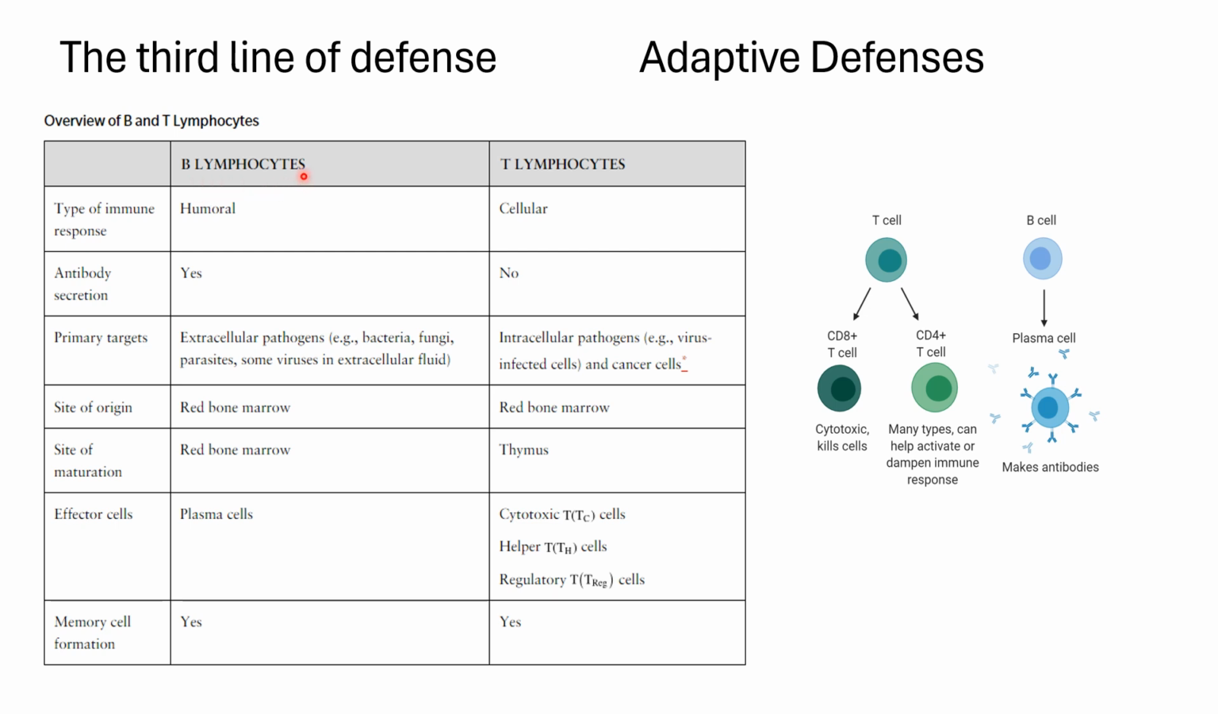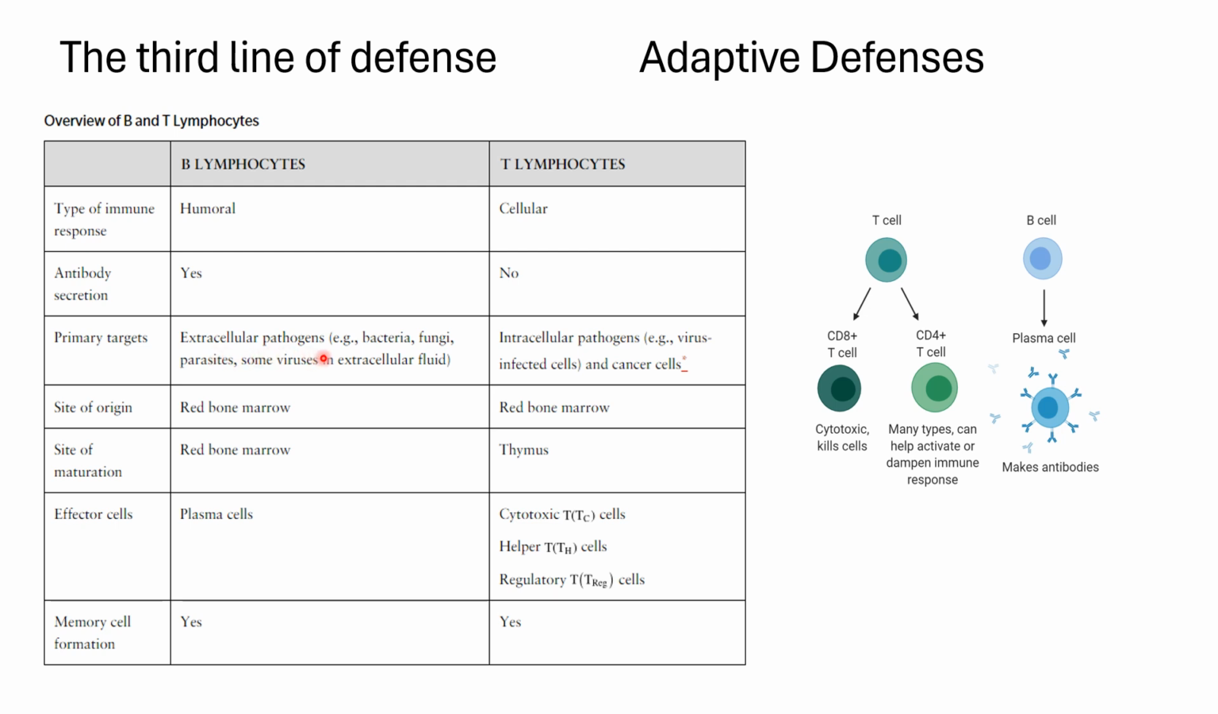B lymphocytes mount humoral immune response, whereas T lymphocytes mount cellular immune response. So the immune response because of antibodies and the B cells, we call it humoral. And that because of T lymphocytes, we call it cellular, because T lymphocytes themselves kill. They don't secrete any antibodies or anything like that to kill the pathogen. They kill the pathogen themselves. And then the B lymphocytes secrete antibodies, yes. T lymphocytes, no.